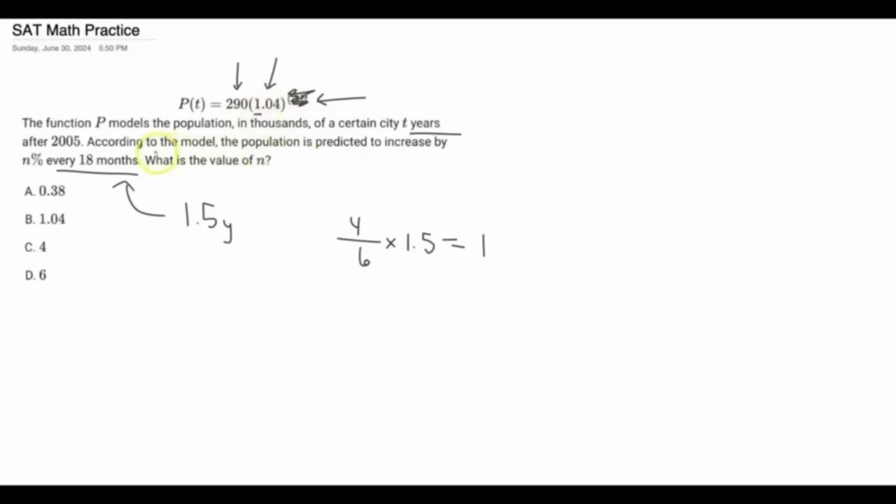So if we're looking at here, the question says, according to the model, the population is predicted to increase by n% every 18 months.